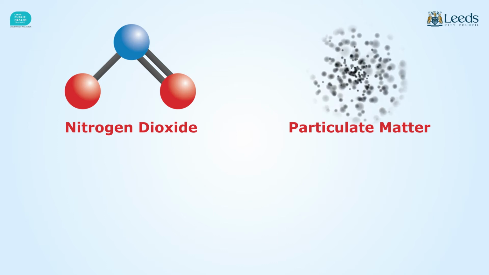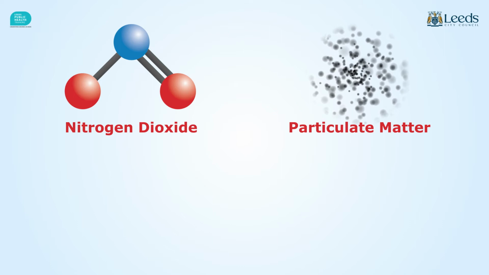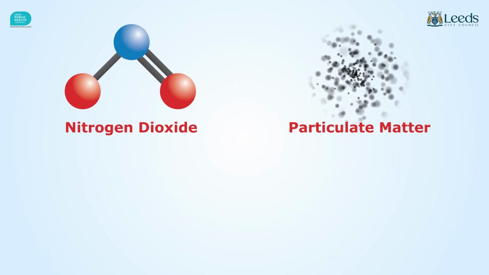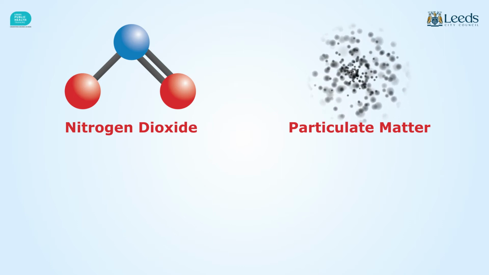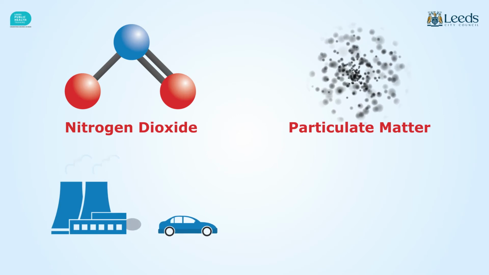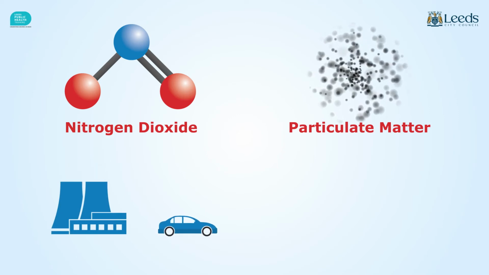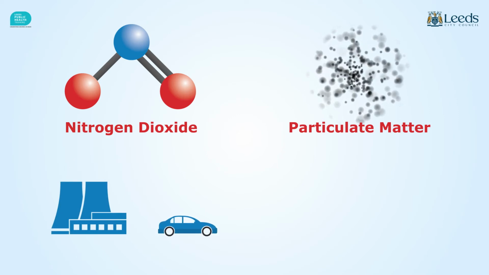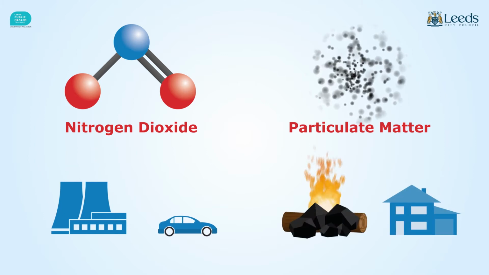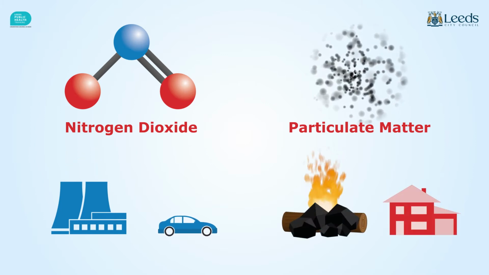There are many different types of harmful pollutants, but the two which are most harmful to our health are nitrogen dioxide, which comes mainly from our transport and energy generation, and particulate matter, of which 38% comes from the burning of wood or coal to heat our homes.